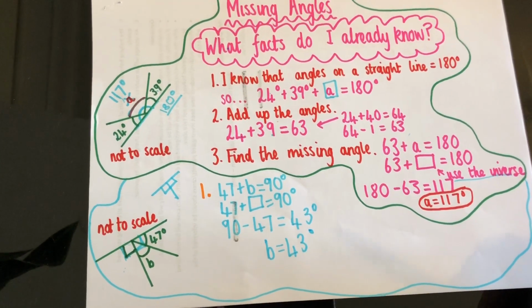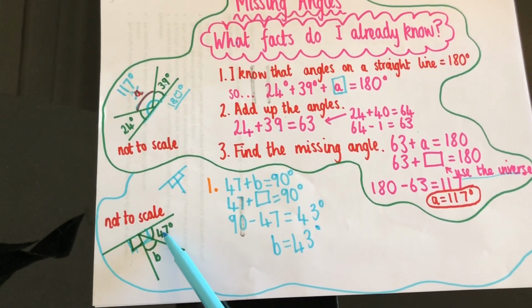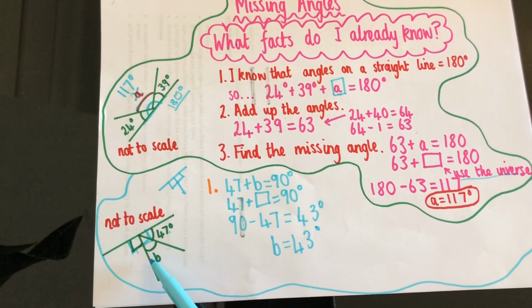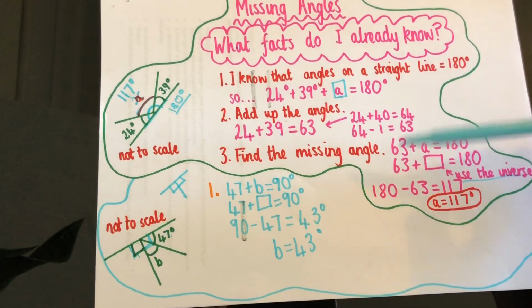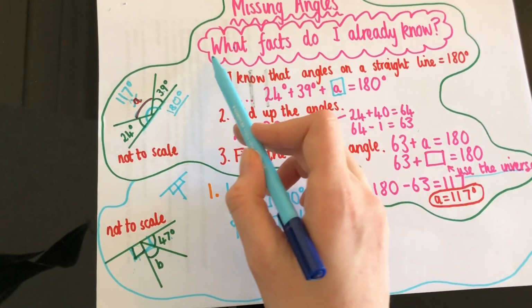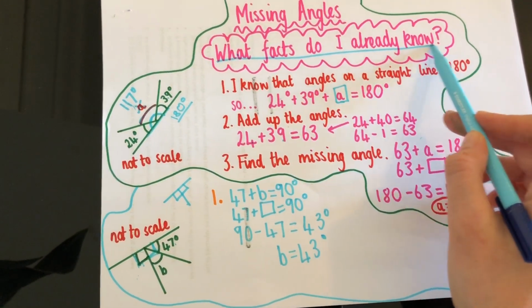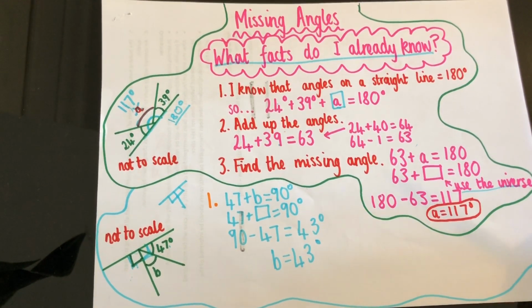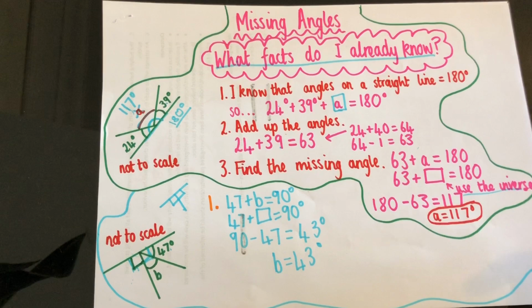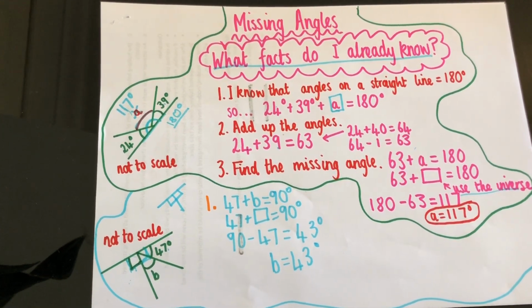I would have got the same answer if I did 90 plus 47 and subtracted it from 180. I still would have got the same answer, which is fantastic. You followed the process, but I really want you to think about every time, what facts do I already know, so that you can work out the quickest, most efficient method to calculate your missing angles.